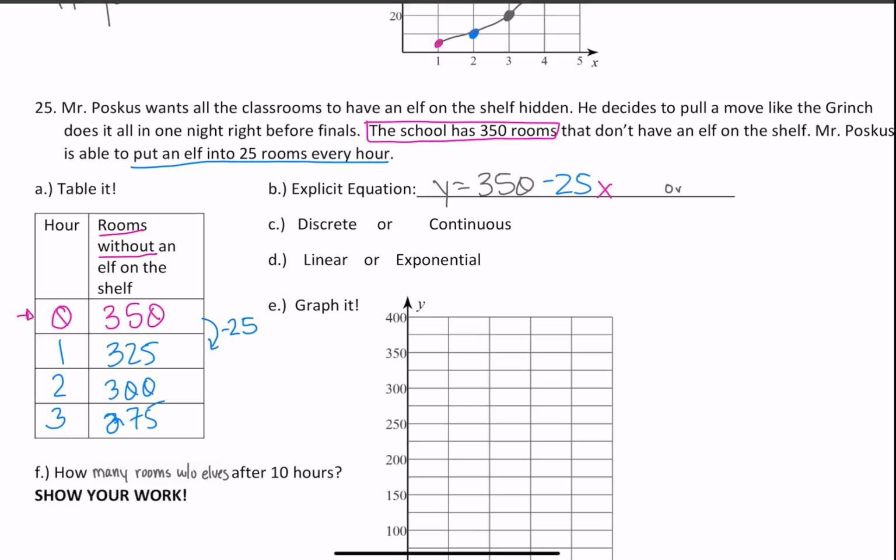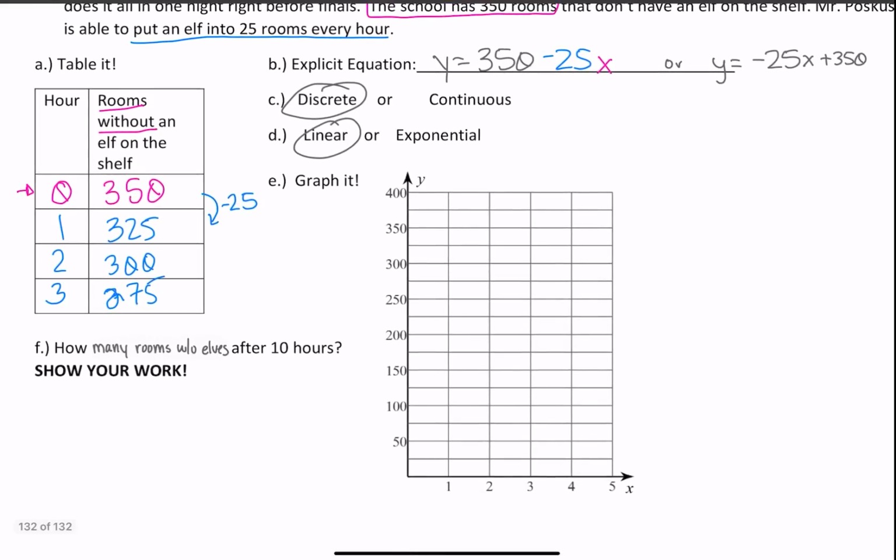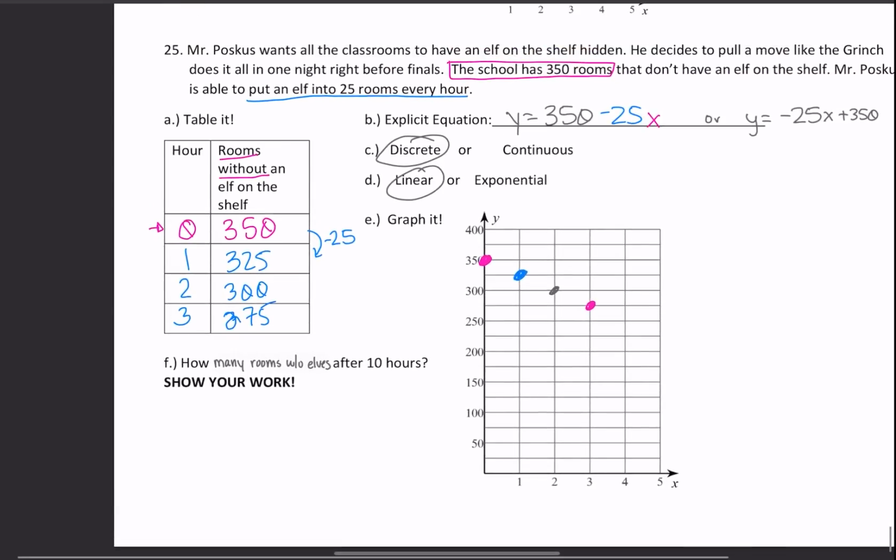You could also write this as y equals minus 25x plus 350. Again, notice minus 25x, a positive 350. This is a discrete thing because you count rooms, and it's linear because we are subtracting. So when we graph it, 0 and 350 is our first point on the table. Then we have 1 and 325, and then we got 2 and 300, and then we got 3 and 275, and it's straight. We don't connect the dots, so we're good.